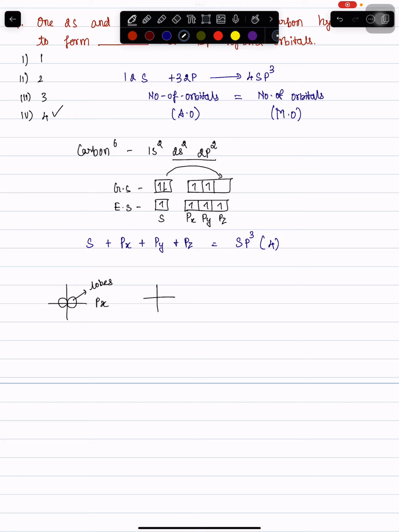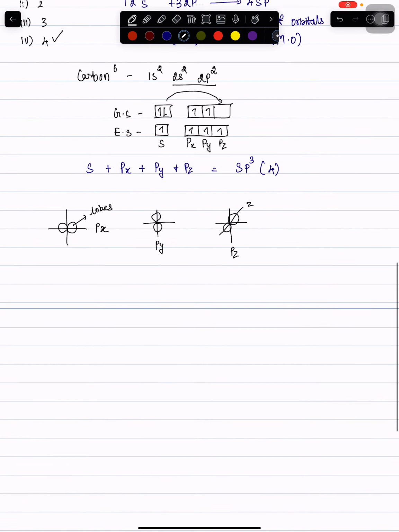In py it is concentrated on the y-axis. In pz it is concentrated on the z-axis. So this is a pure orbital.